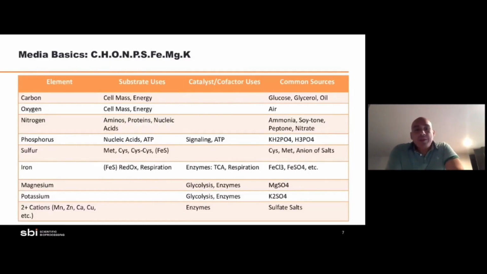So here's a slide showing different substrates and common sources, and this will be a key to your media development, as far as you will have to determine what carbon source is best, what nitrogen source is best for you, and also balance magnesium, sulfate, potassium, and all these micronutrients.